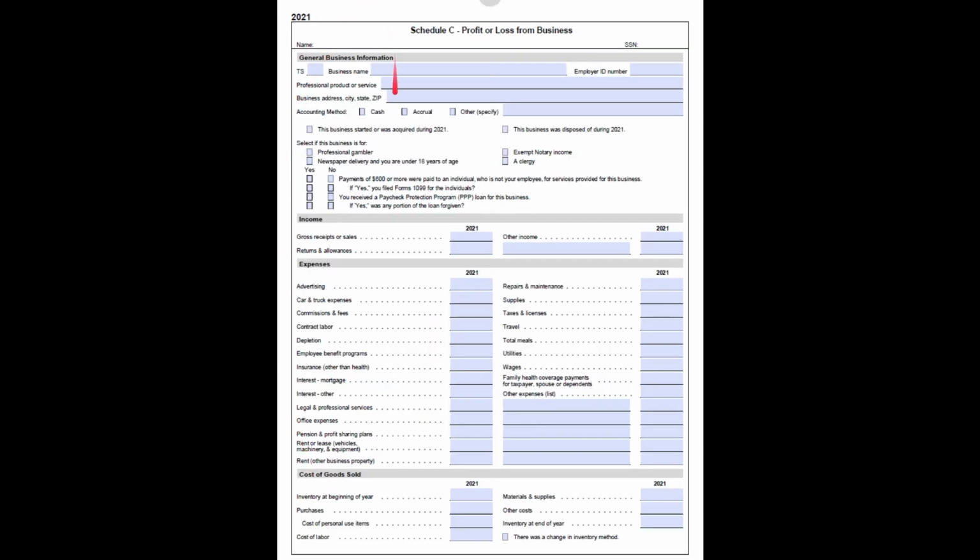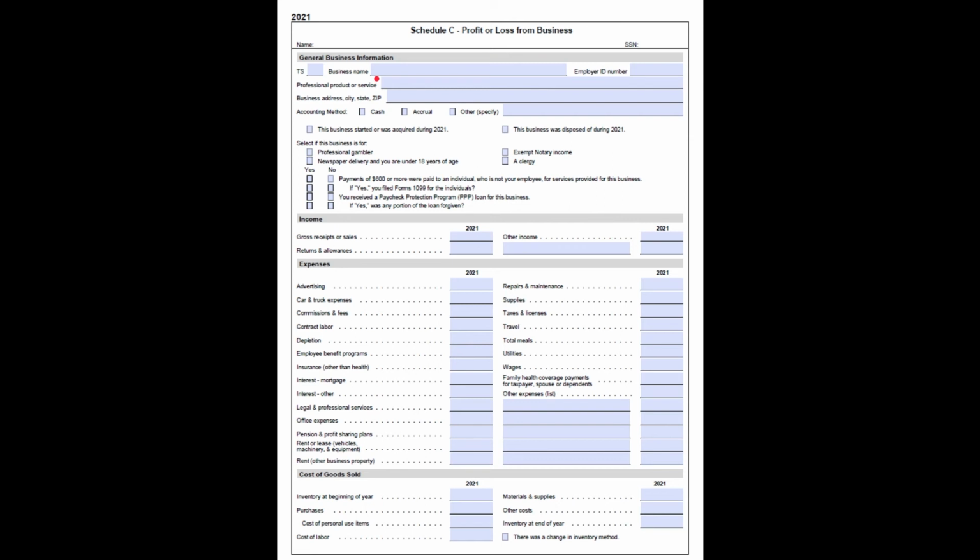Schedule C, profit and loss from business. You are going to fill this out if you had a sole proprietorship or you engaged in any business activity where you received income. Okay, so we're going to ask that you put in the T or S indicator for taxpayer or spouse. Which one of you does this Schedule C apply to? You're going to put in your business name and employer ID if you have one. If you do not have an employer ID, don't worry about it.